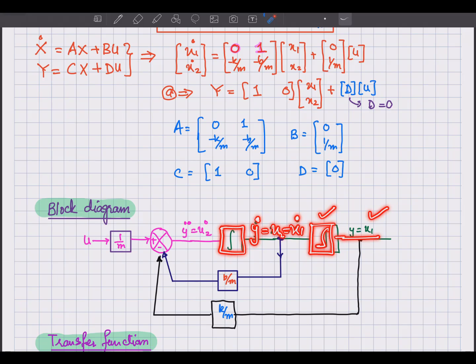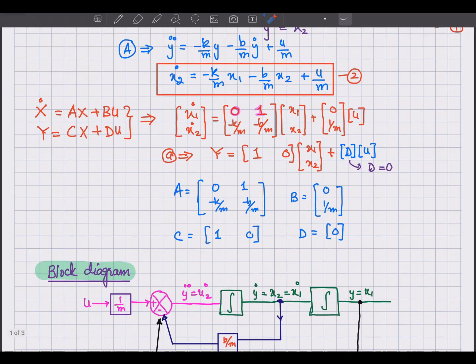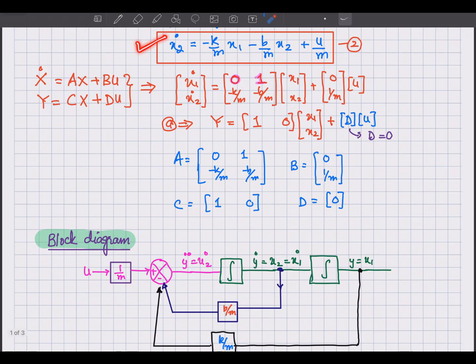And how to get this one? An integrator over here whose input is x2 dot. So when it will be integrated, we will get x2 over here, and this x2 dot is equal to y double dot. So two integrators are required to get y from this y double dot, right? So therefore two state variables are there. Okay, basically we are implementing this equation. So x2 dot is equal to minus k by m into x1, then minus b by m into x2 plus u by m. So u is our input, this one.